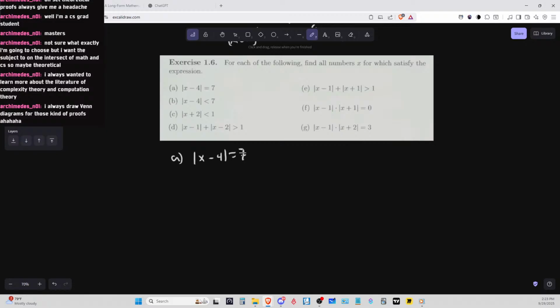All right, so what are we supposed to do here? For each of the following, find all the numbers x which satisfy the expression. Oh. Okay. So are we just supposed to think of different numbers, or are we supposed to think of an actual theoretical setup here? All right. So absolute value of x minus 4 is equal to 7. All right. So it's basically the distance here for the absolute value. So I think we have to.